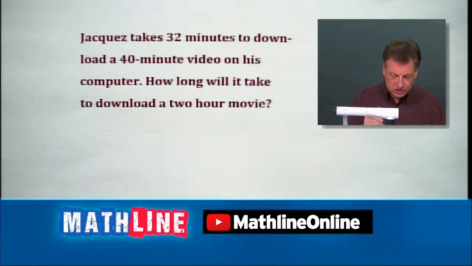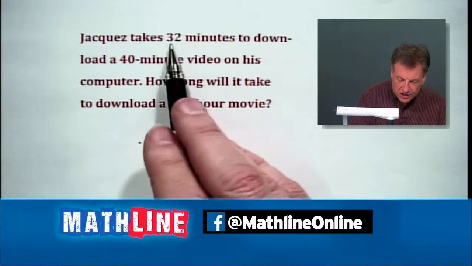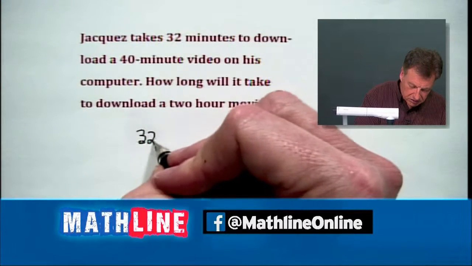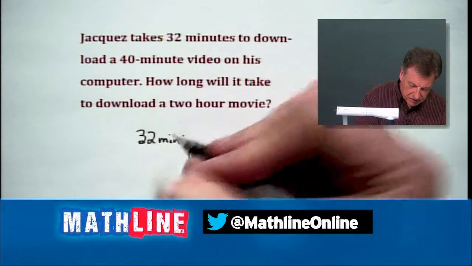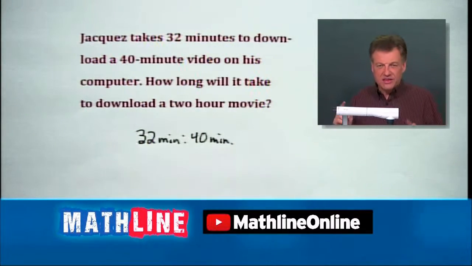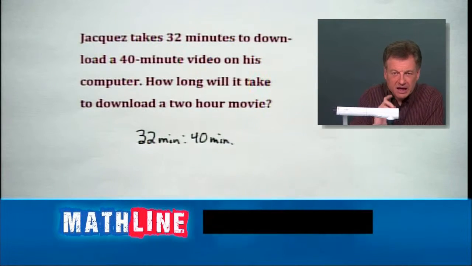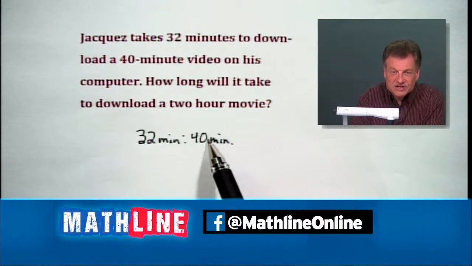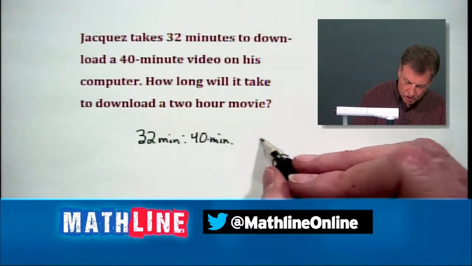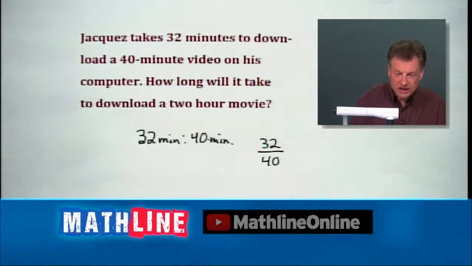Now, what we want to do is let's have some ratios going here. All right, 32 minutes to 40 minutes. That's what I'm noticing. That's a ratio right there. That's important to us. Now, what is that? Everybody with me? This is download time versus length of video. So let's make that into a fraction because we're going to make a proportion here. 32, put it over the 40.